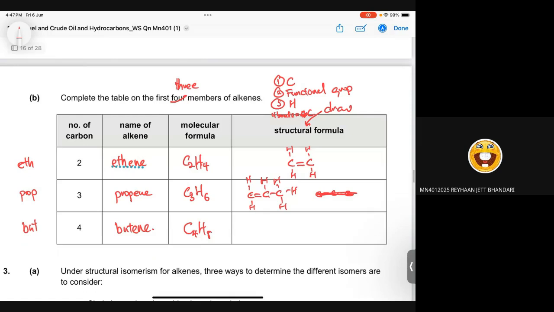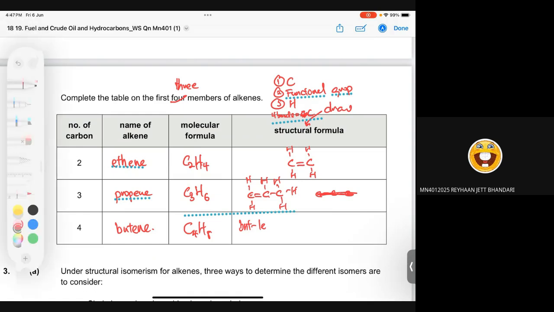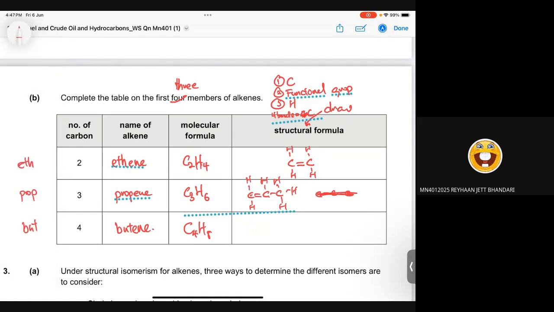Okay, butene, let me write it properly. For butene, there are 2 possible drawings: you can either draw a but-1-ene, or a but-2-ene. Next one, Ryan, you help me. I'm going to draw the number of carbons first. Ryan, can you please tell me for but-1-ene, where should I put the double bond?